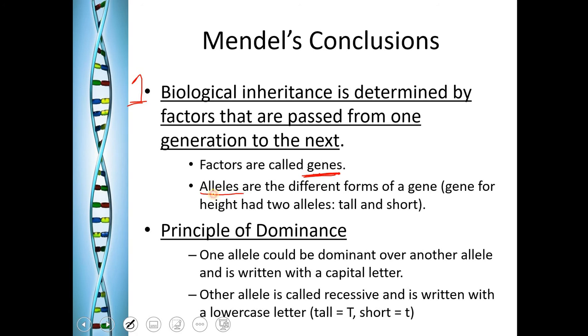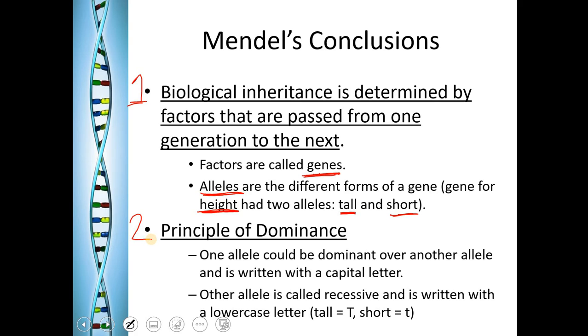Then he gave us this word alleles. Alleles are the different forms of a gene. So for plant height, that was the gene. There was a spot on the chromosome for a height gene, and there were two different forms, tall and short.